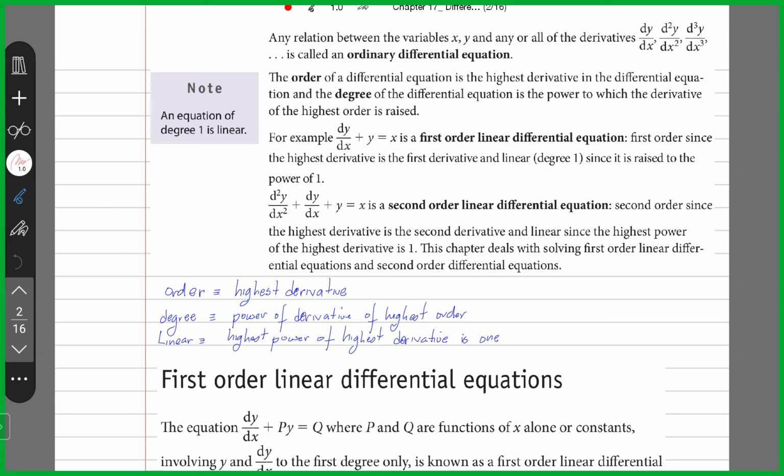So dy by dx would be first order, d2y by dx squared would be the second order if they're the highest derivative. Now the degree refers to the power of the derivative, or power of derivative of highest order. So if the power is 1, it's the first degree, and we say that is linear. All right, if the power is 2, then that will be second degree. Linear means that the highest power of the highest derivative is 1.